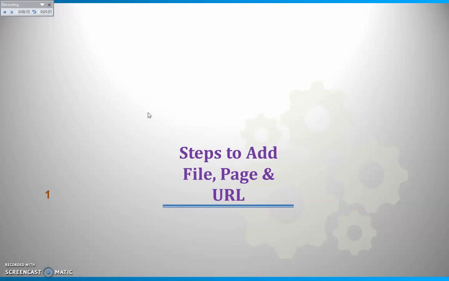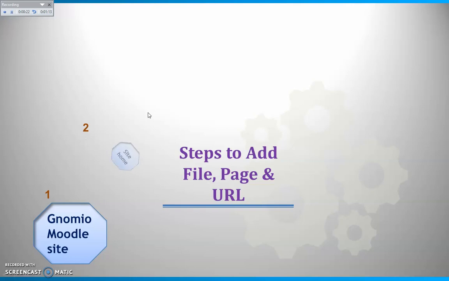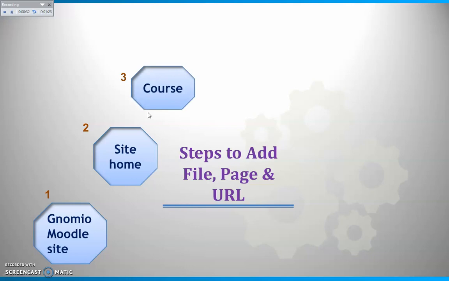So the first step, which you already did, is the creation of the Genomio Moodle site. After entering that site, there is an option like site home under the dashboard. Click on the site home and enter into the available courses, or the courses you have added. Then click on that course.